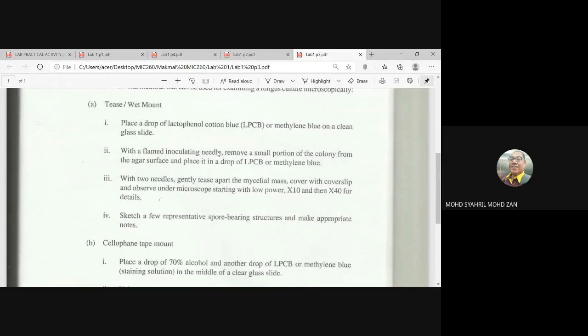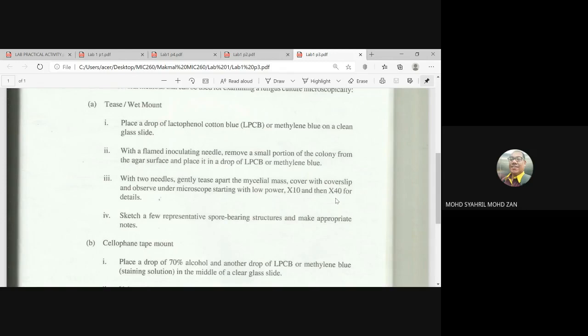Okay, so konsep yang sama macam awak buat dalam bakteria. Remove a small portion of colony from the agar surface and place it in a drop of LPCB or methylene blue. With the 2 needles, gently tease apart the mycelious mass, cover with the cover slip and observe under microscope. Make sure you start with the low power, 10 magnification sampailah kepada 40 magnification.